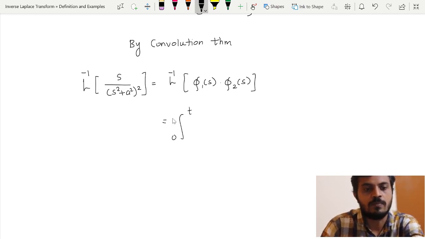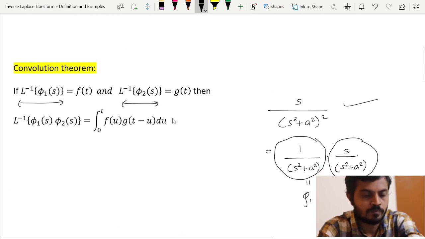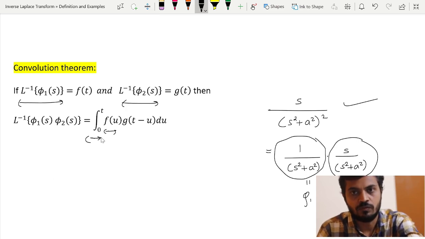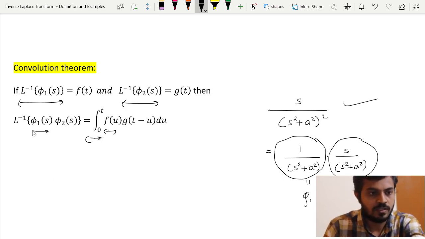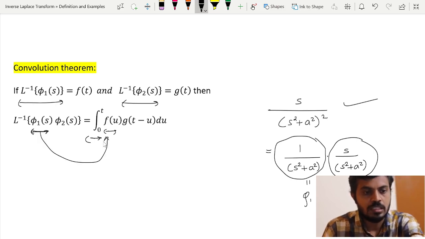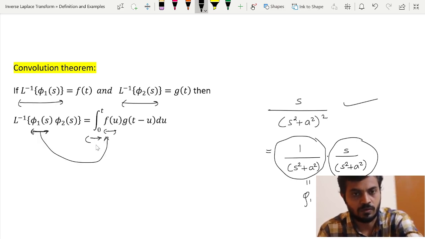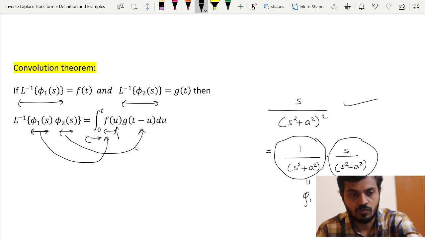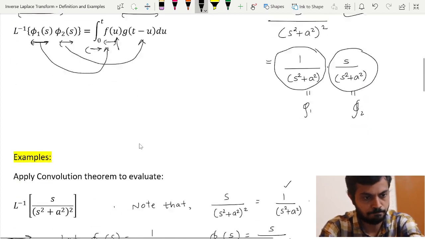integration 0 to t. Now just note one thing, the limits of the integration vary from 0 to t, and over here you are having f of u. I am telling you how to remember this formula. If you are writing phi 1 of s here, then what comes here? The inverse Laplace transform of phi 1 of s. But remember, we write it in the variable u, that is important. And if we are having phi 2 of s here, then over here we are having g of t minus u, where that g of t is the inverse Laplace transform of phi 2 of s.